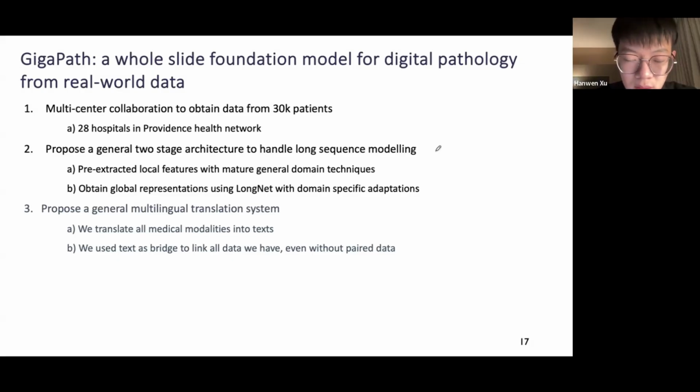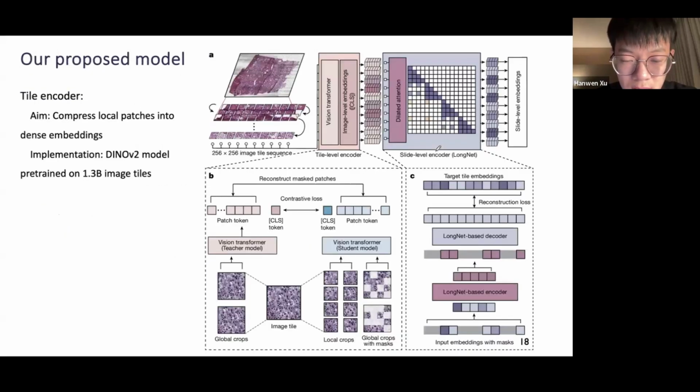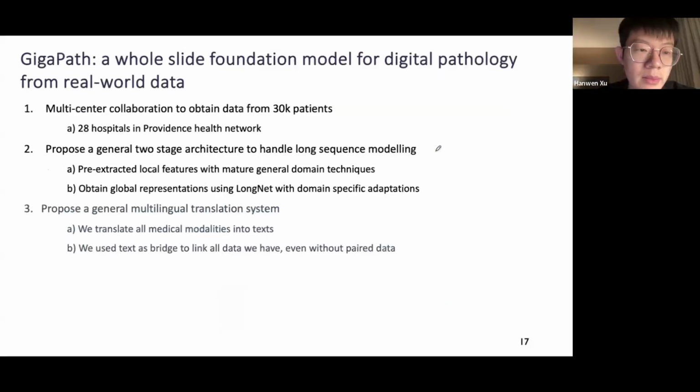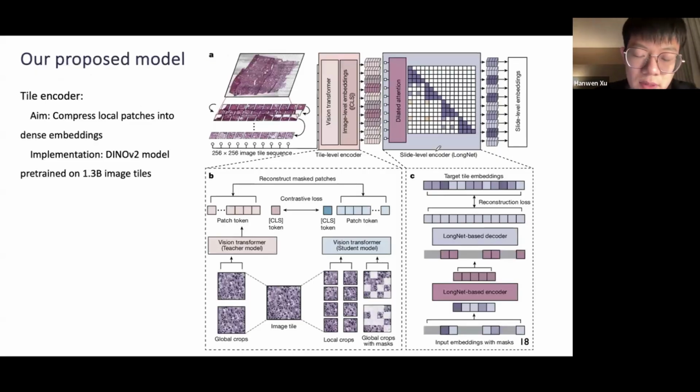Yeah, I'll be talking about the details later. Oh yeah, I have specific slides here. Maybe I can quickly give an overview of the model.